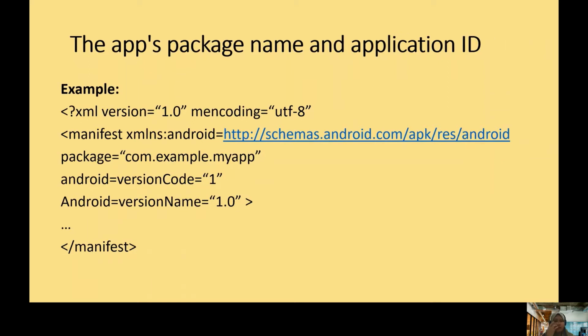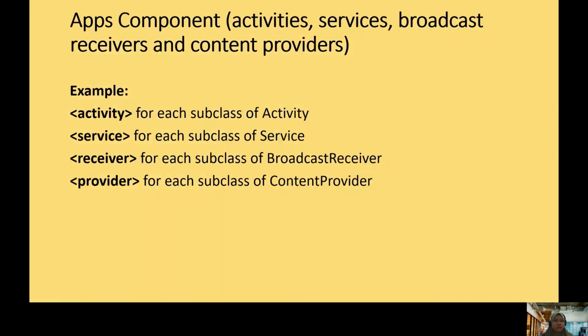First is the app package name and application ID. The package name for this example is com.example.myapp, the Android version code is 1 and the Android version name is 1.0. Next will be the app's components, which are activities, services, broadcast receivers, and content providers.